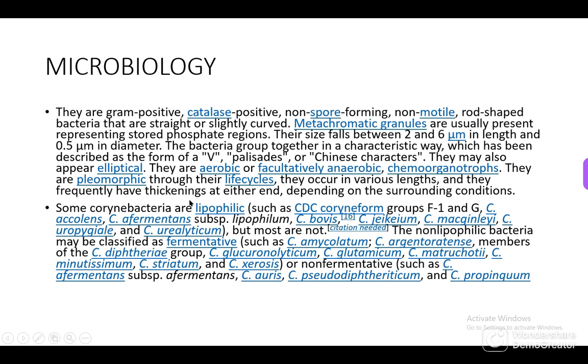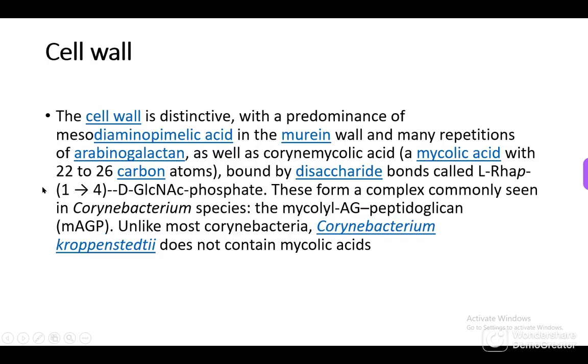Now, some corynebacteria are lipophilic, and there are many of them. Coryneform groups like F1, G, Corynebacterium accolens, Corynebacterium afermentans, bovis, jeikeium. These are the other species which are described here, a lot of them. But only one is very important in humans, Corynebacterium diphtheriae. As far as humans are concerned, Corynebacterium diphtheriae is the most important coryneform bacterium.